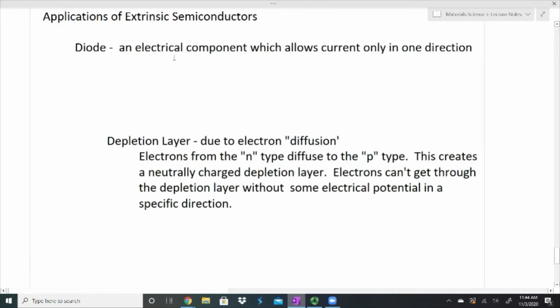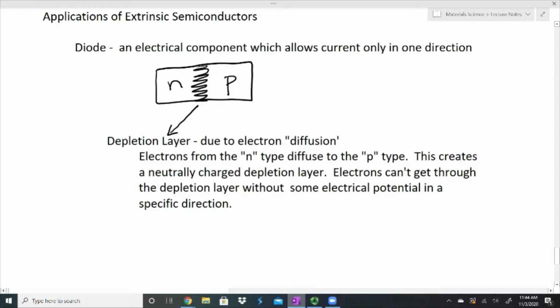One thing that you can do with N and P type semiconductors is you can make a diode. A diode is an electrical component which allows current flow in only one direction. You do this by getting some N type and some P type and putting them next to each other. And what's going to happen is in the middle here, we're going to get what's called our depletion layer.